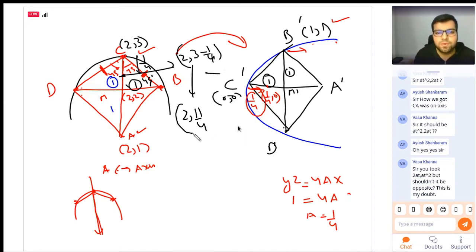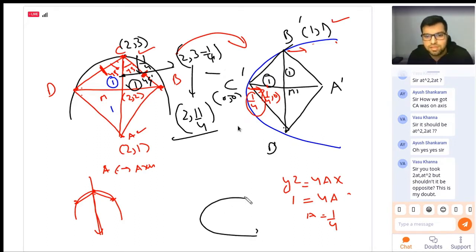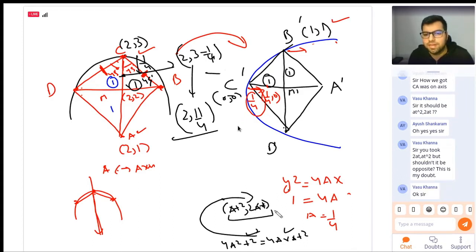Okay, is this clear? And Vasu, see, if we have the parabola y square is equal to 4ax, then any point on this is at square comma 2at. Although it is not required in this question, the parametric form is this. It will satisfy. Put y equal to 2at, so this will become 4a square t square, and then 4a into x, x is at square. So 4a square t square equals 4a square t square. These are the parametric coordinates of y square is equal to 4ax.